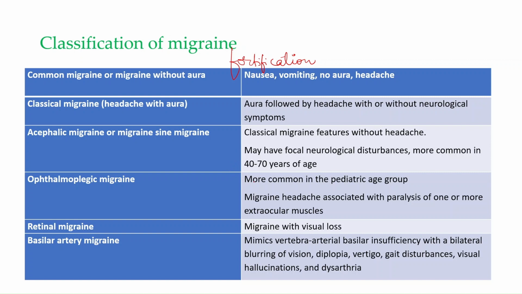Ophthalmoplegic migraine is more common in the pediatric age group, very rare, and usually the third nerve is the one which is commonly involved. Retinal migraine is associated with visual loss with a normal looking retina. And basilar artery migraine is characterized by posterior symptoms like blurring of vision, diplopia, vertigo, gait disturbances, visual hallucinations and dysarthria.